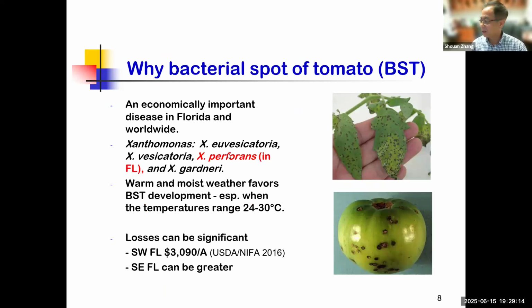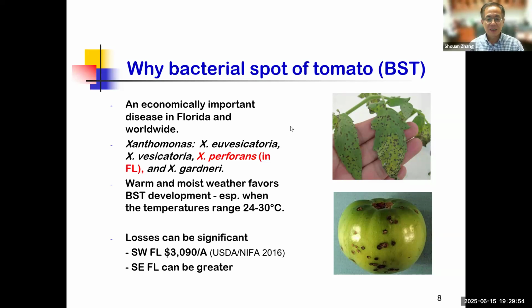You are probably wondering why we study the effect of soil salinity on bacterial spot of tomato. Because bacterial spot of tomato is an economically important disease in Florida as well as the whole world. There are 4 species of Xanthomonas that cause bacterial spot on tomato. In Florida, Xanthomonas perforans is the main species causing this disease.